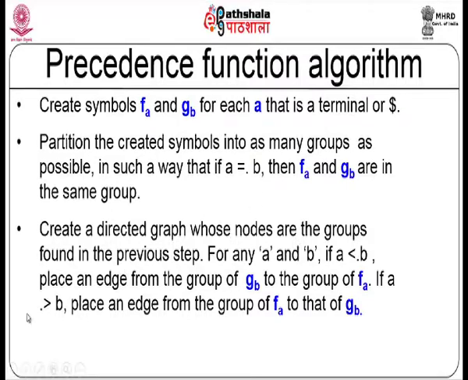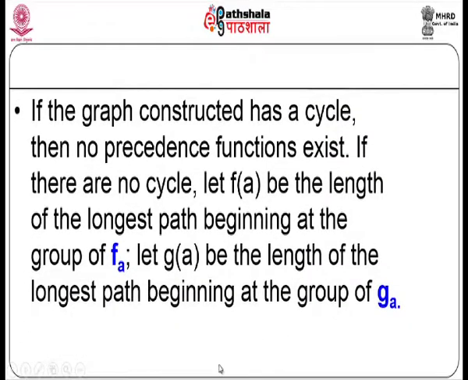If a is greater than b, place an edge from the group of fa to gb, again the same thing. So, where you had from gb to fa, where gb has a greater than relationship than fa, so you place an edge. If a is greater than b, then you place an edge from the group of fa to gb. So, if the graph constructed has a cycle, then no precedence functions exist. If there is no cycle, let f of a be the length of the longest path beginning at the group of fa, and let g of a be the length of the longest path beginning at the group of ga. So, this is how you construct it.